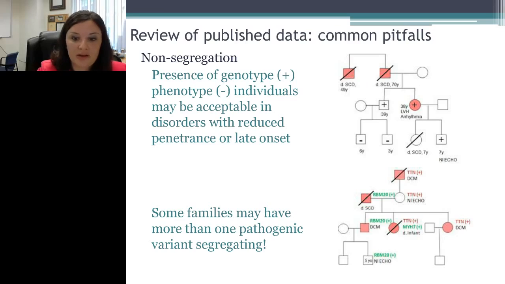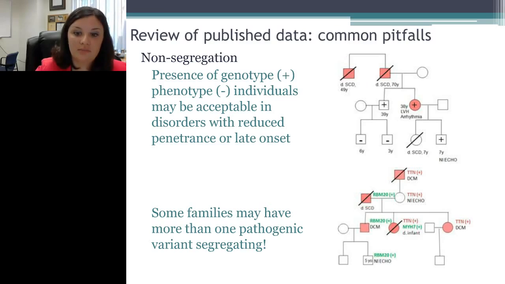The second thing I wanted to talk about, although this is rare, it does happen, is that some families may have more than one pathogenic variant segregating. This is an example of a family that had both a Titin and RBM20 variant, and both of these genes are associated with dilated cardiomyopathy. However, if you did testing and only tested for one of these variants, you would see that the variant wasn't segregating with disease, because some family members wouldn't have this variant but would still be affected. That's probably the case for the female individual on the right who has dilated cardiomyopathy and only has the Titin variant.